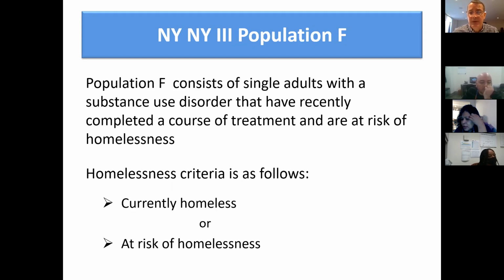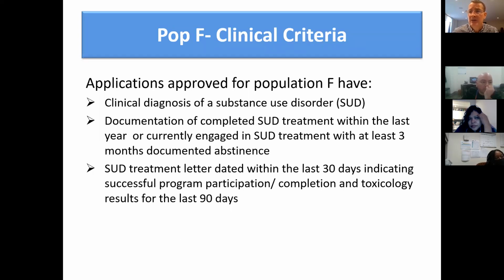Now, Population F, the New York 3 Population F, is a little bit different. It's still a substance use disorder category of supportive housing, but this is for single adults that have recently completed a course of treatment and are at risk of homelessness. So they have a clinical diagnosis. You're providing documentation that they've completed substance use treatment, and documentation that they have documented abstinence from substances. That documentation is a SUD treatment letter, and it has to be dated within the last 30 days, indicating that they have completed program participation.